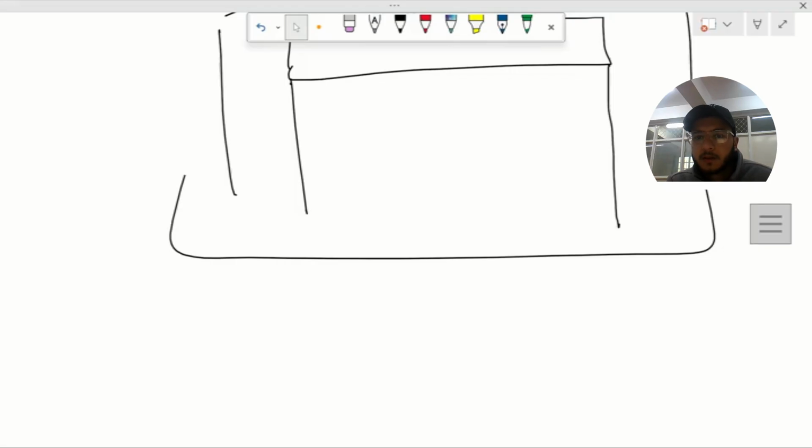Now in further lectures we will discuss the theories of seepage. There was Bligh, there was Lane, there was Khosla's theory.